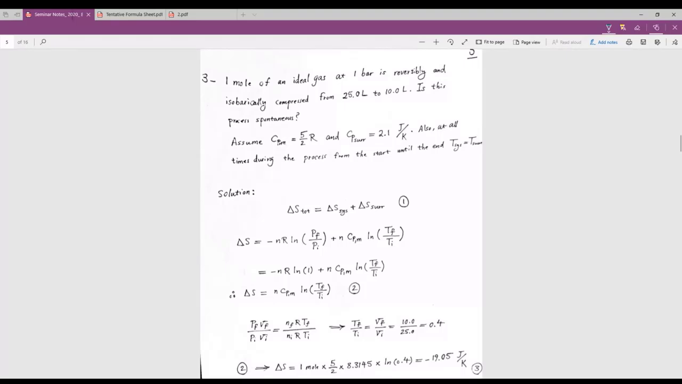Let's continue with question number 3. This third question actually is a very simple question. It is about entropy. It's very simple. I have a little harder question for you to work on later, during the exam days, which is one of the questions in this set of the seminar notes.